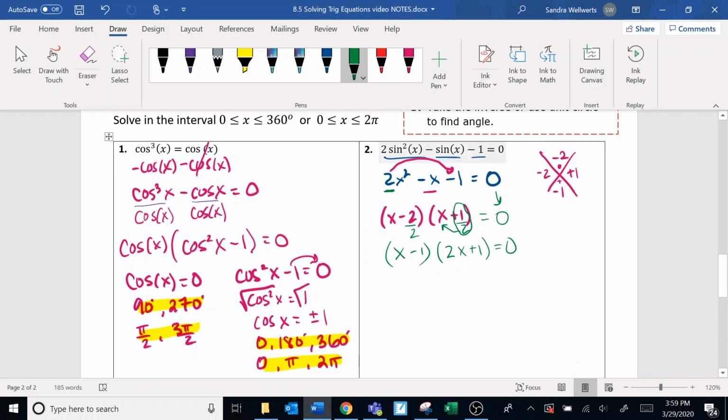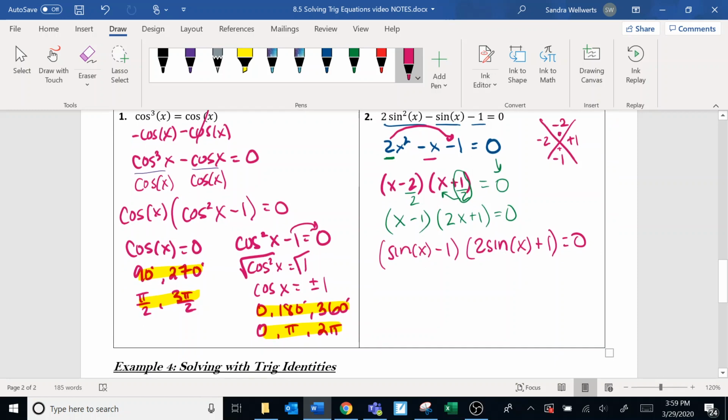Now we have to bring back the sine function, because remember that's what we were looking for. We replaced sine with x, so I can bring it back and replace all the x's with sine. So I have sine of x minus 1 and 2 sine of x plus 1 equals 0. Now it's a problem like in number 1 where I have two separate equations. I need to solve for sine and then find those angles on the circle. So this is sine of x equals 1, and this will give me sine of x equals negative 1/2. I just subtracted 1 and then divided by 2.